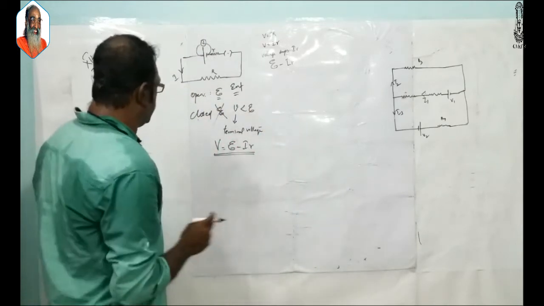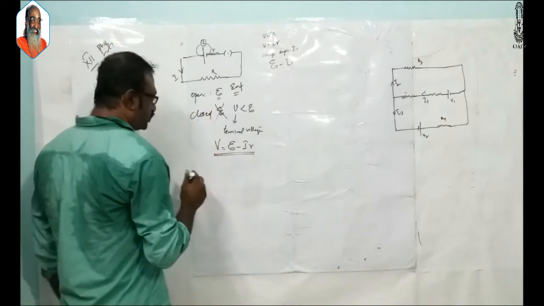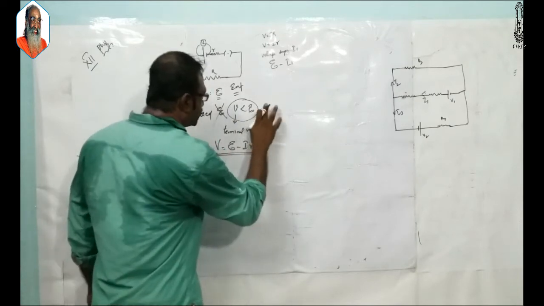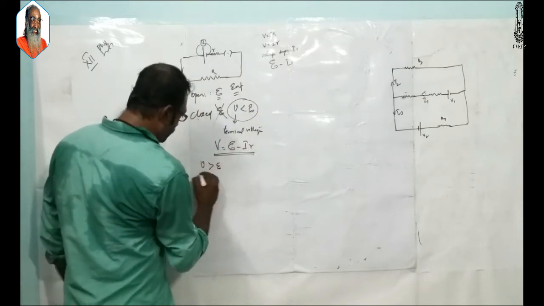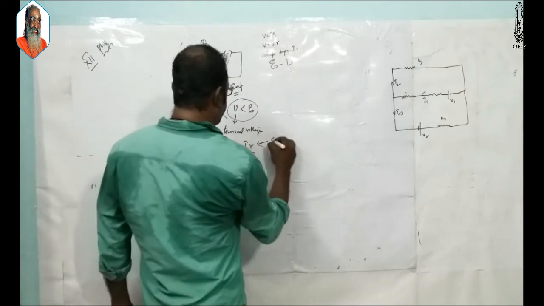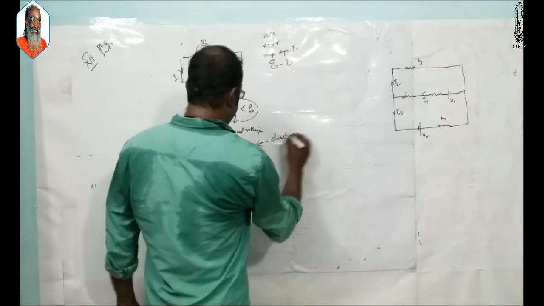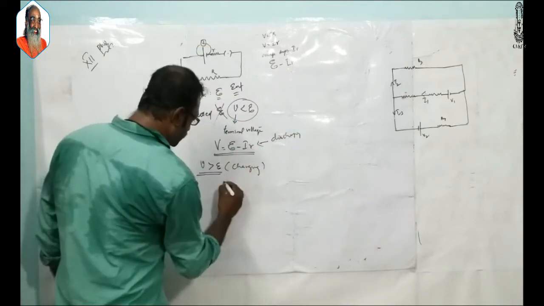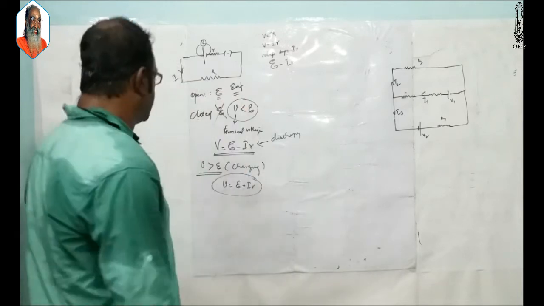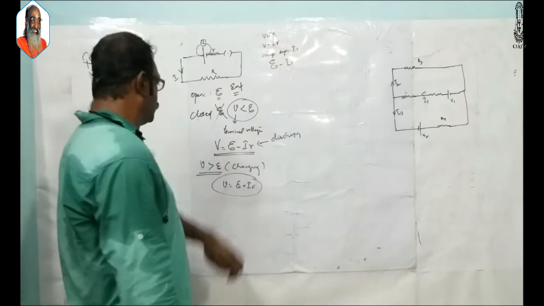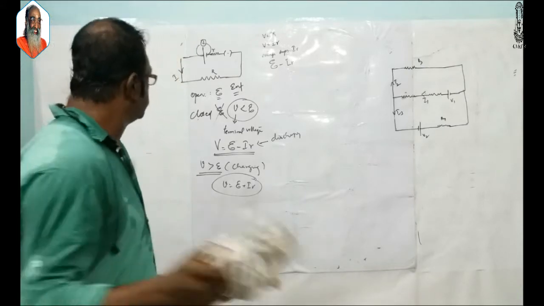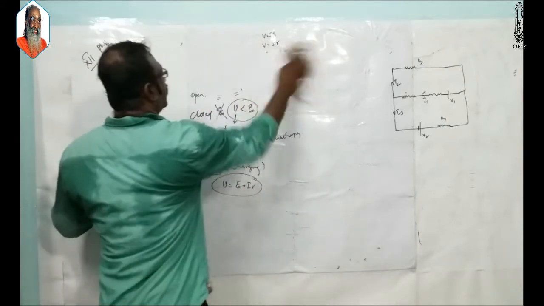So V will always be less than E. And here we discussed one more thing. Will V always be less than E? No. There is one case where V is greater than E, that is when the battery is charging. When the battery is discharging, V is equal to E minus Ir. When it is charging, V is equal to E plus Ir. Okay, right. This is just a recall of the earlier class.